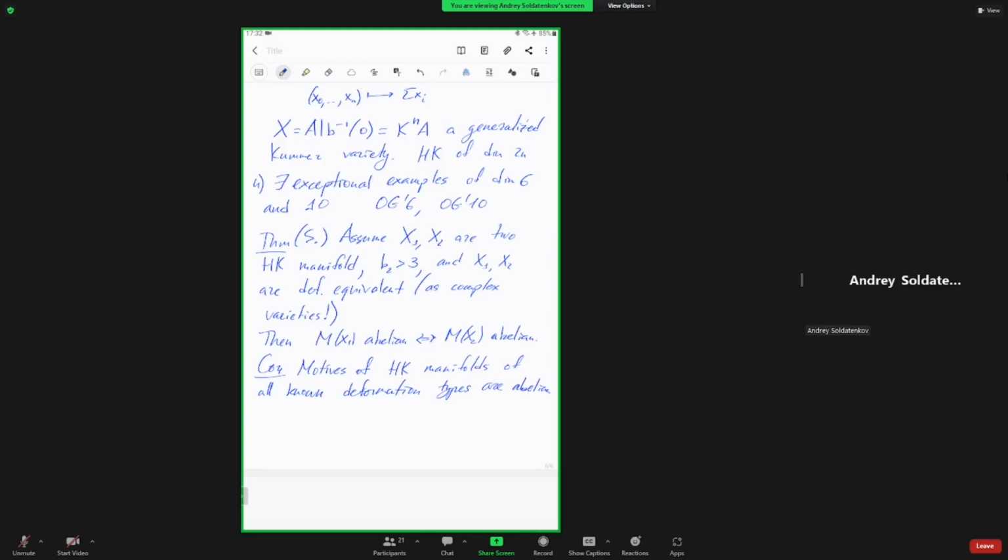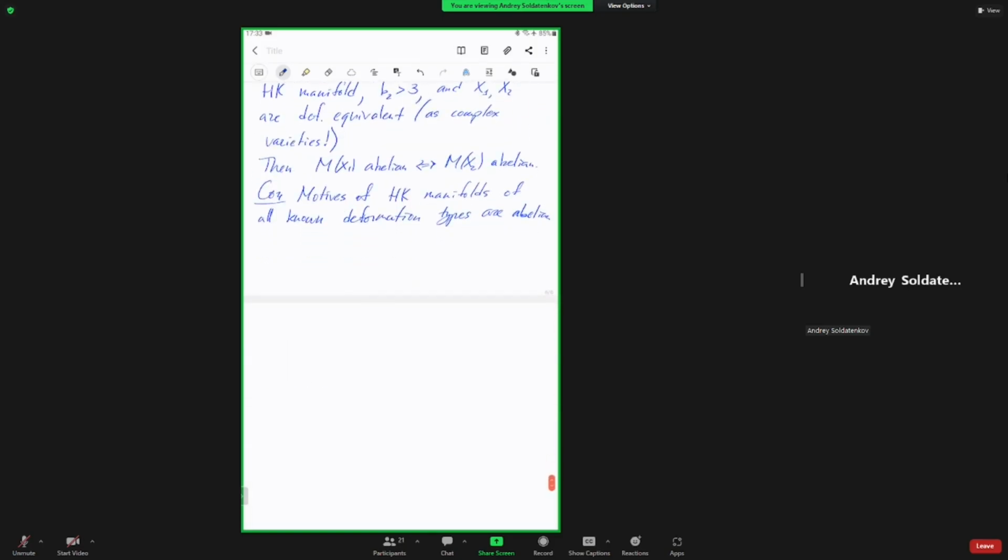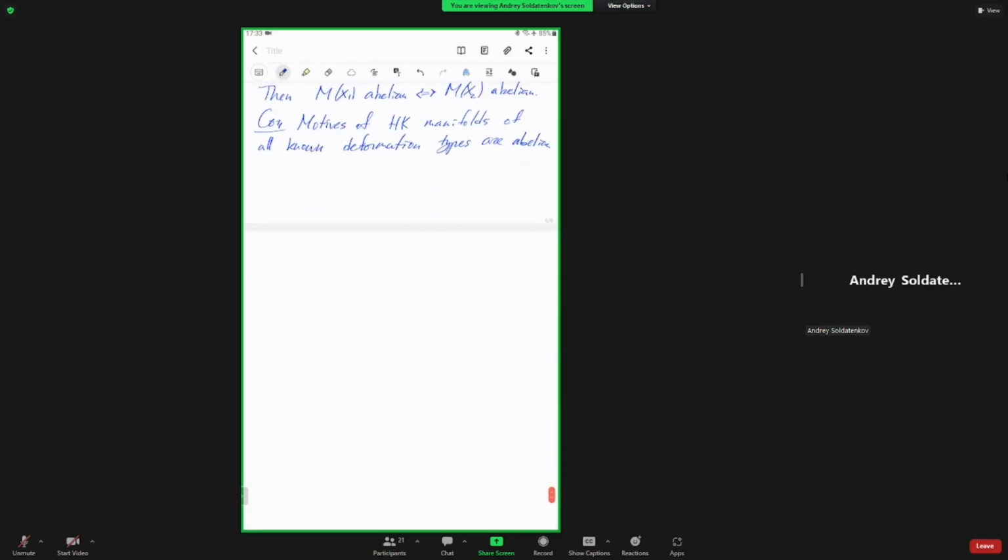And this means that to prove that the motifs are abelian and then to deduce that all Hodge classes are absolute, you need to find just one example in each deformation class of a manifold for which you can prove that its motif is abelian using some geometric construction. And you can do this. These constructions were known already before. So let's just consider some examples.